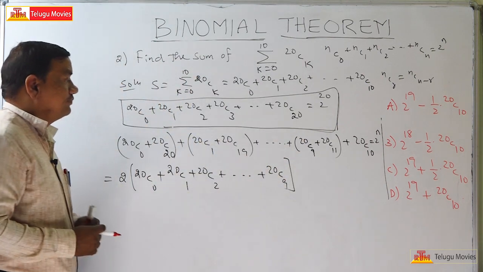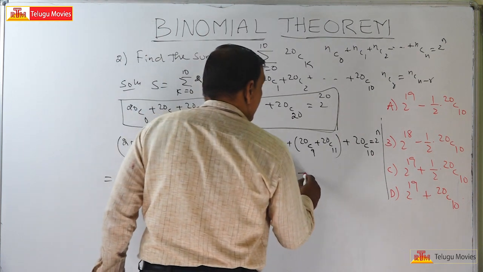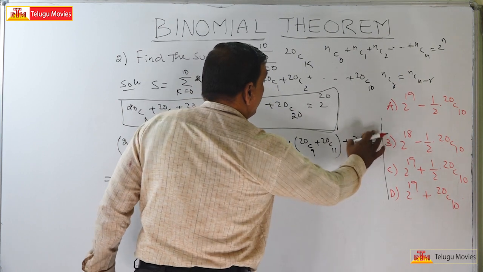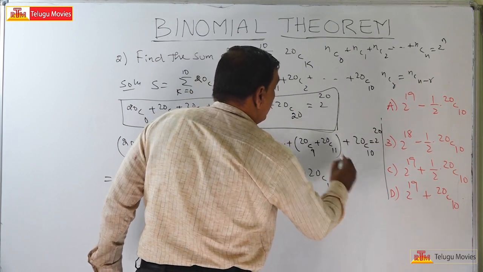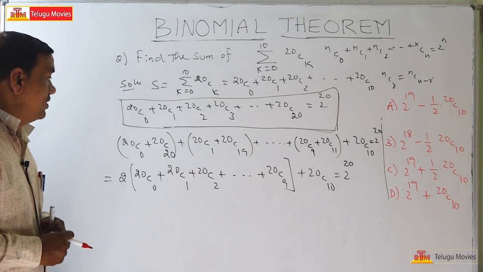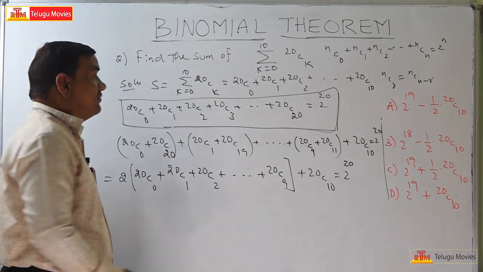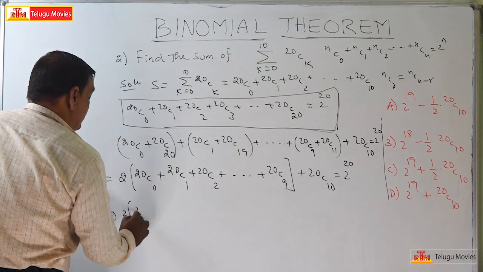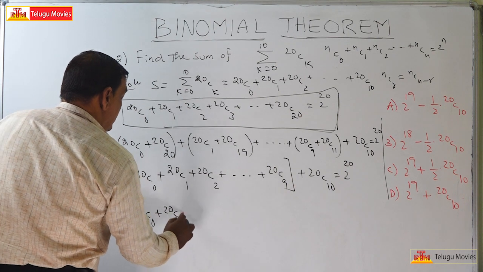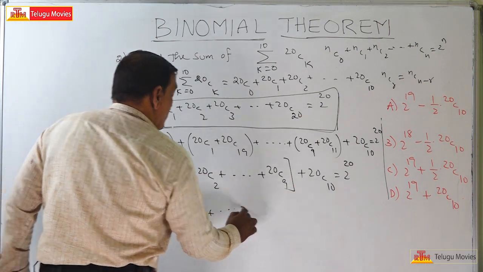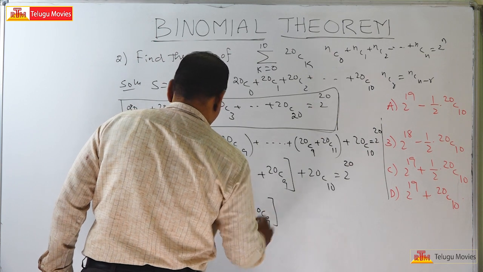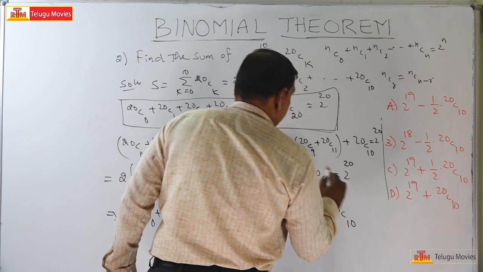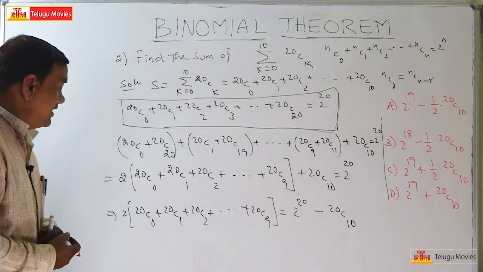This sum is equal to 2 to the power of n, here 20. So 2 to the power of 20. Understand? Now what we are going to do is first take this 20C10 to the right hand side. So this is 2 times (20C0 + 20C1 + 20C2 + and so on up to 20C9) is equal to 2 to the power 20 minus 20C10. 20C10 value I have taken to that side.